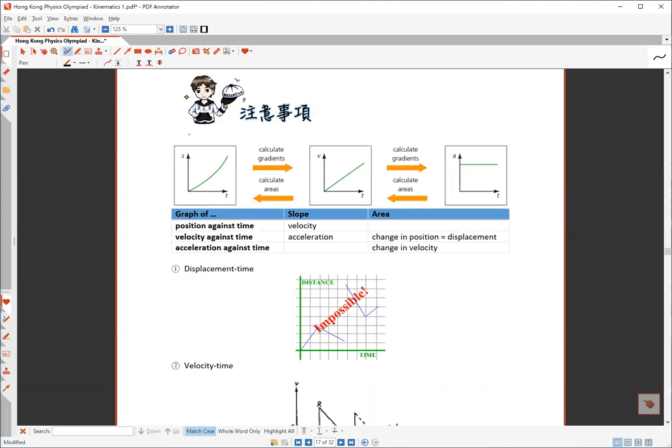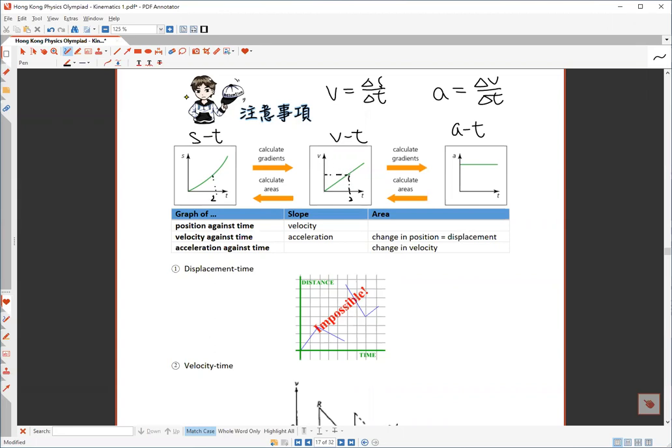Now let's say this is the s-t graph, this is the v-t graph, and this is the a-t graph. You know how we define the velocity in terms of the displacement, that is delta s over delta t. So actually it means that velocity is the gradient of the s-t graph. And acceleration is defined as delta v over delta t. So that means the acceleration is the gradient of the v-t graph. And then if you want to find the velocity, let's say the velocity at this time, say time 2.